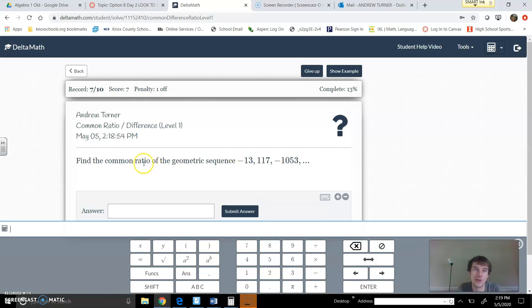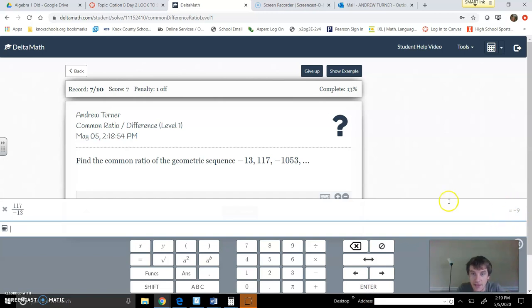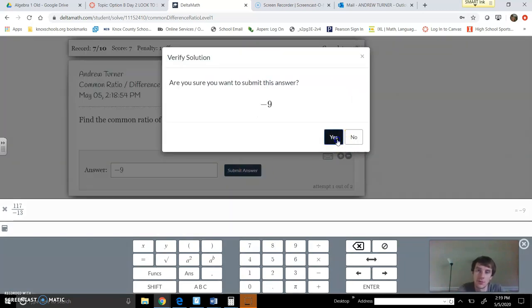And the word ratio here suggests, especially with geometric, that we're looking for a number that multiplies negative 13 to give you 117, and that same number multiplies to give you negative 1053. So you can divide the second number and the first number, 117 divided by negative 13, and that gives you negative 9. And so that's the value that if you were to multiply negative 13 by negative 9, it'd give you 117. 117 times negative 9 is negative 1053, and so forth and so forth.